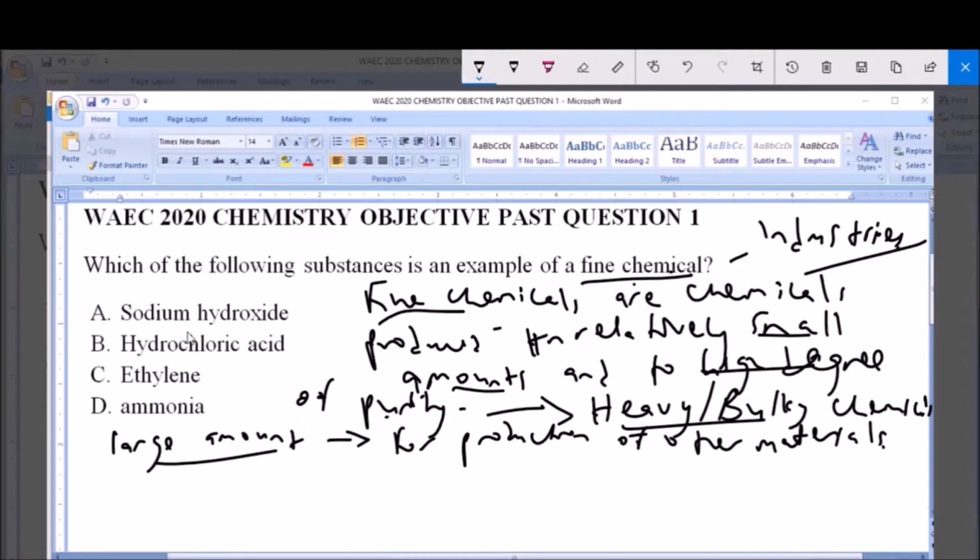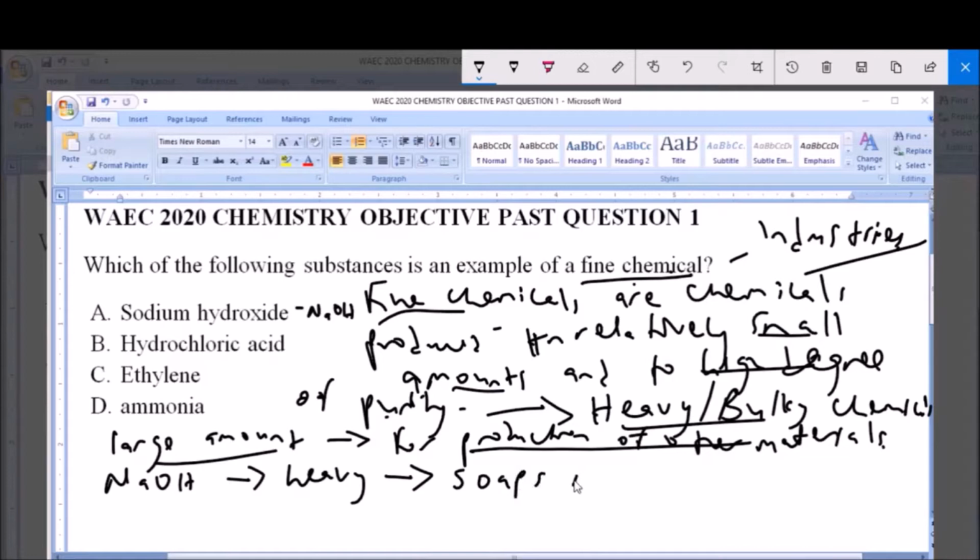Now the options given to us: option A, which is sodium hydroxide, NaOH. It is a heavy chemical because it is used in the manufacture or production of other materials, and sodium hydroxide is used in the manufacture of soaps. So, soap manufacture.